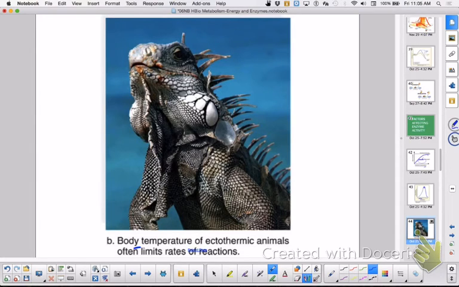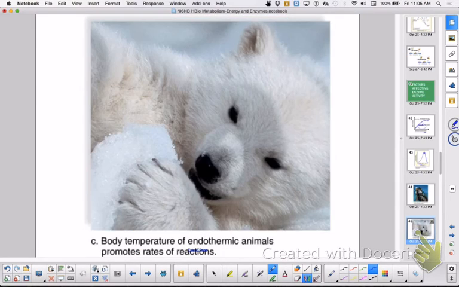Okay, so body temperature of ectothermic animals limits their reactions unless they're at the right temperature. Now, if you're exposed to a polar bear, as I mentioned earlier, it doesn't matter if it's 6 in the morning or 12 noon, his claw can still wipe your face off your skull. So they're an endothermic animal. It maintains its body temperature, so all of their enzymes are functional.